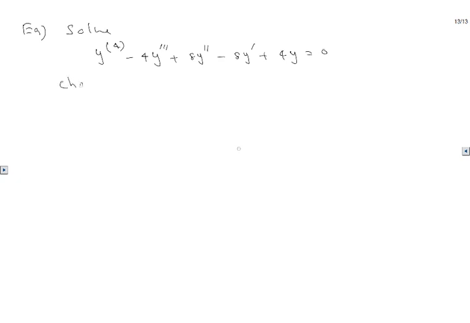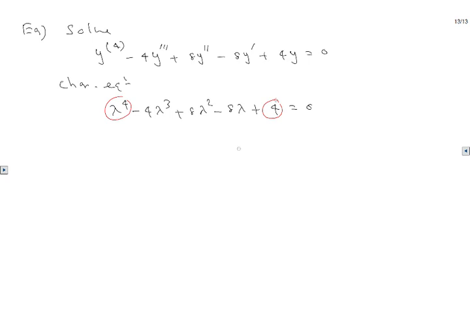Again, the characteristic equation is lambda to the 4th power minus 4 lambda to the 3rd power plus 8 lambda squared minus 8 lambda plus 4 equals 0. This is kind of interesting, how to factor this. So this is kind of complicated. So you can see this is lambda squared, this is lambda squared squared, this is 2 squared.